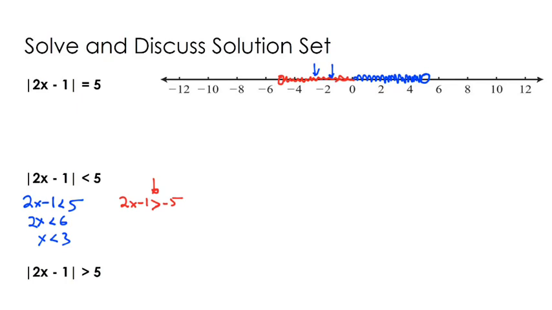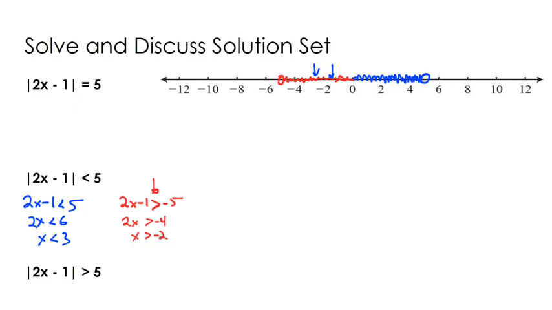Okay? And then I'm going to add 1 to each side. And then I'm going to divide by 2 on each side. And so any value of x greater than negative 2 would result in a number here. So this is our solution set. x is less than 3 and x is greater than negative 2.